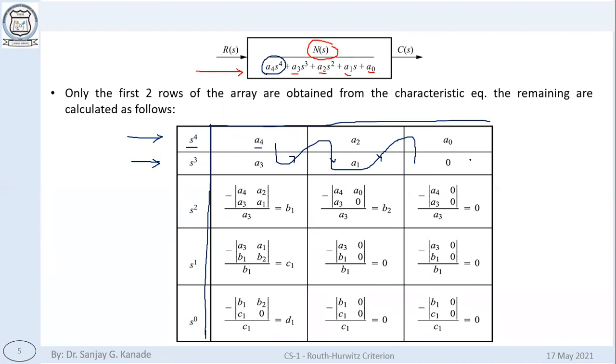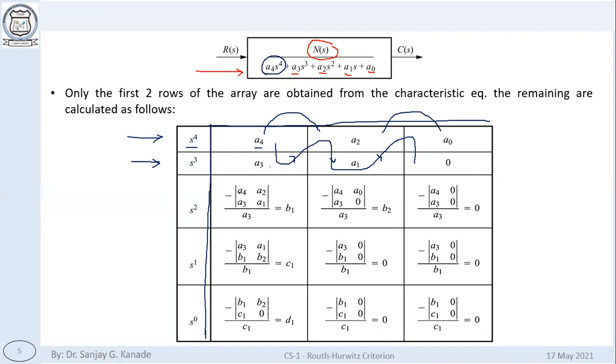Okay. You can also look at that in another way, that every row has alternating coefficients, A4, then A2, then A0. And here A3, then A1, then none, like that. So in any way you can remember this, what we have done. You can keep the zigzag path in your mind, or you can write the coefficients alternatingly. So this is about the first two rows, and the next rows are calculated using the formula.